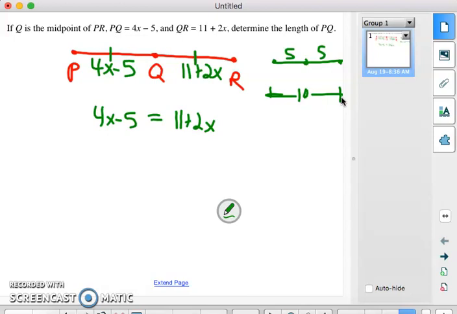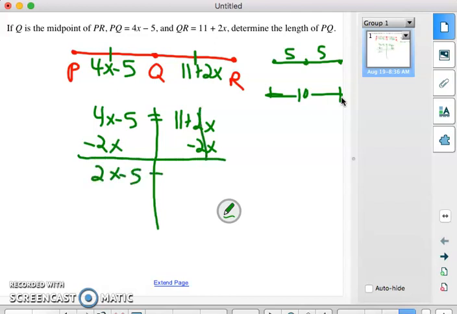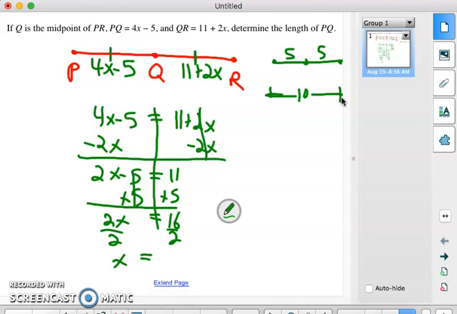All right, so now we can solve to find x. Subtract 2x from both sides using the subtraction property of equality. Then combine the 5 with the 11 by adding 5 to both sides using the addition property. 11 plus 5 is 16. And then we just divide by 2. So we get x equals 8.